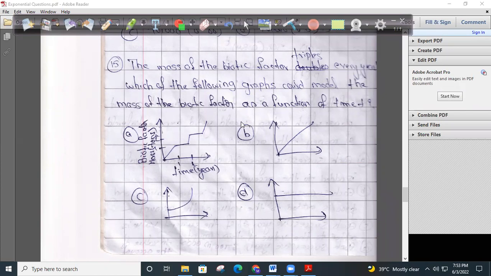Which of the following should be answered? The mass of the biotic factor triples every year. Which of the following graphs could model the mass of the biotic factor as a function of time t? 7 students have given me the answer. 8 students, 9 students, 10 students have given me the answer.